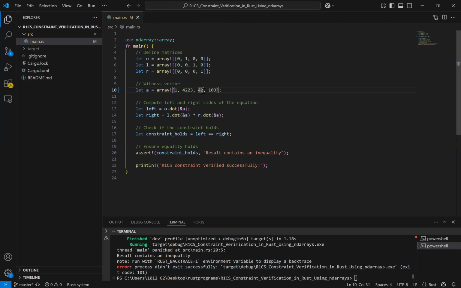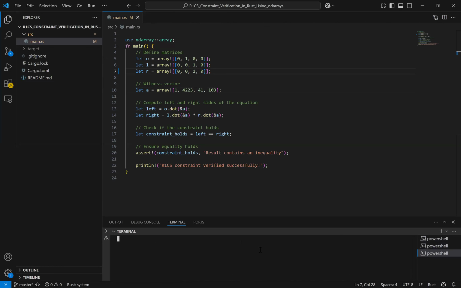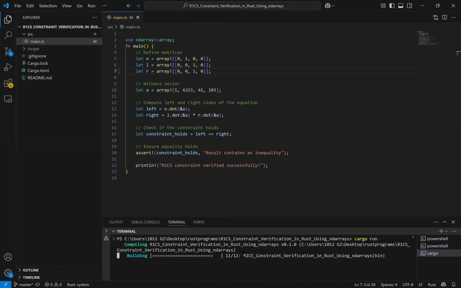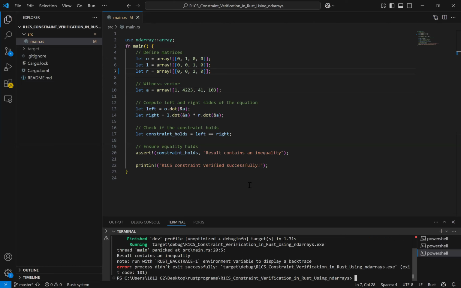Now, supposing the 41 is correct, but the right matrix here is not correctly written. Supposing the 1 is placed where it's not supposed to be. Again, this is supposed to know that it's not correct. So again, that will give us an error.